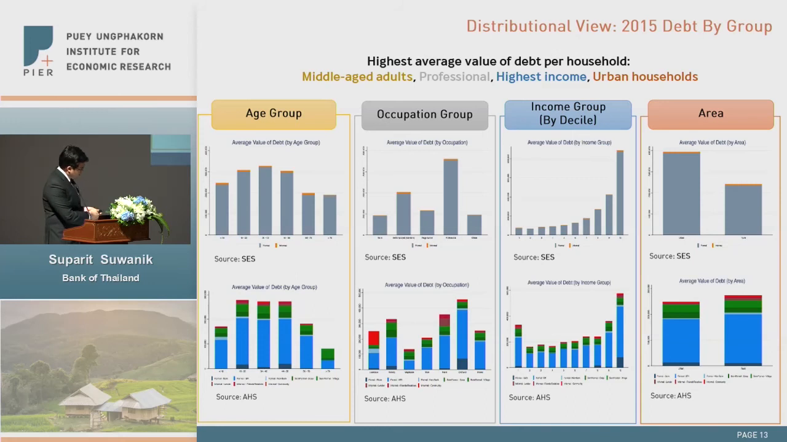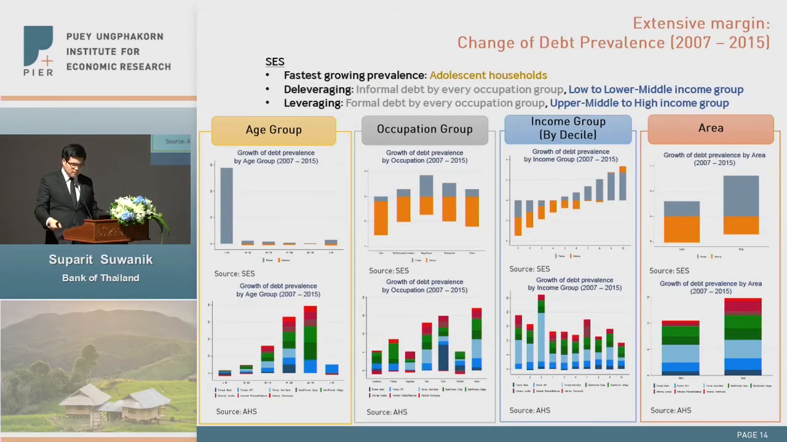So it's time for considering another measurement. It's the extensive margin, or the change of the debt prevalence from 2007 to 2015. From the SES, we can see that the fastest growing prevalence, measured by the growth of debt prevalence, lies in the adolescent households, whose mean age is less than 18 years old. This quite makes sense because we can see the young households tend to be more indebted currently. Another interesting point is the deleveraging of debt. We can see that every occupation group is deleveraging its informal debt, shown by the orange color here in the negative territory. But on the other hand, they mainly accumulate formal debt.